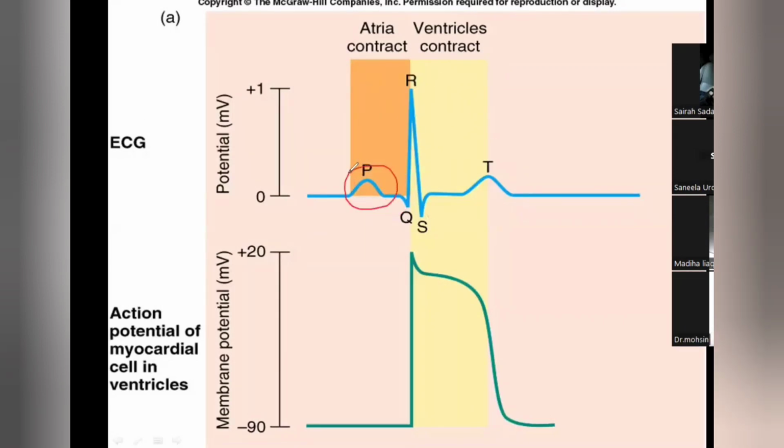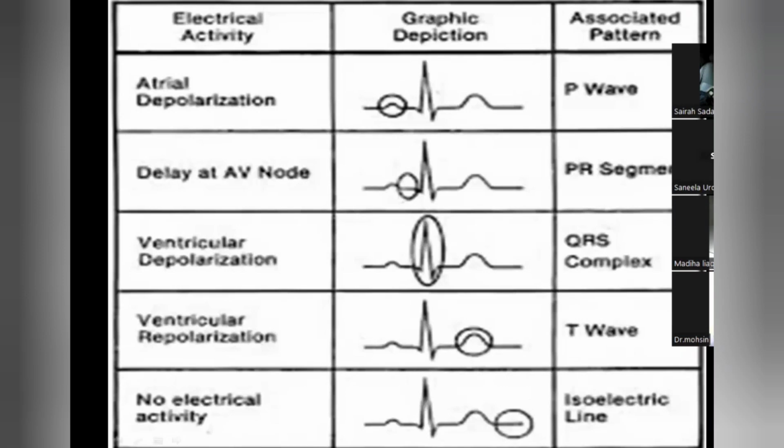If we talk about P, it gives you information about the atria. And when we talk about the QRS complex, it gives you information about ventricular contraction or ventricular activity. As I have told you already, the P wave is generated when atrial depolarization occurs, which means the atria contract, causing formation of the P wave. Then there is a delay at the AV node. From the SA node, the current reaches the AV node. There is a little delay, which is represented by this segment, this line.